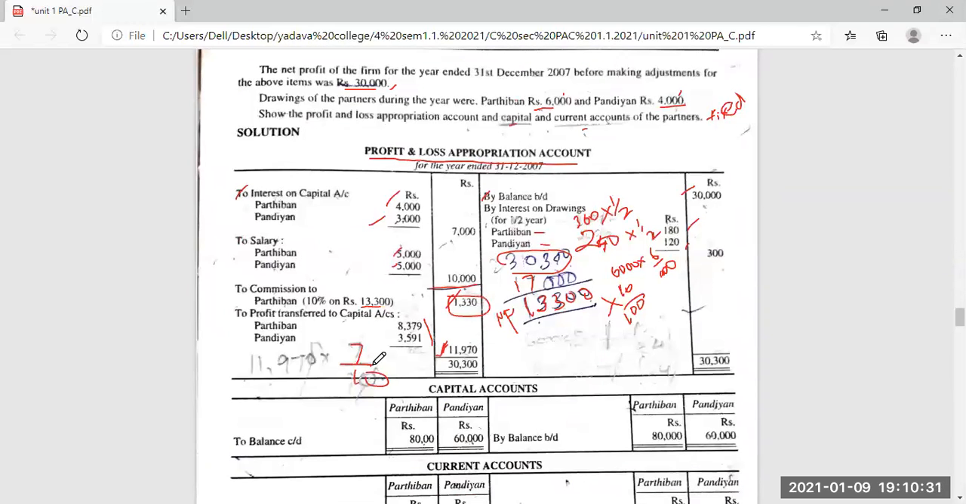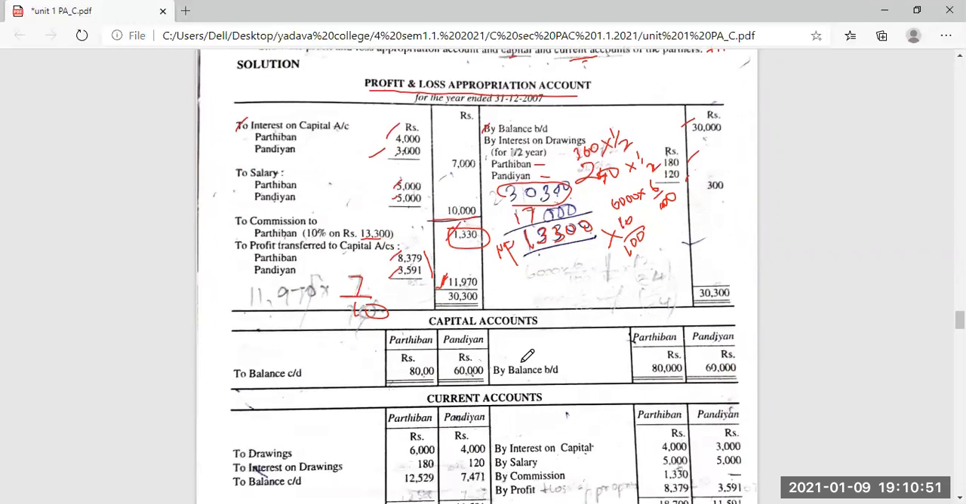So we are doing the ratio. 11,970 into 7 by 10, you will be getting 8,379. Then Pandian 3 by 10 means 3,591. So this is our profit and loss appropriation. The capital cannot be changed because they have asked to prepare the current account. So capital is fixed. So by balance brought down and by balance carried down, we have to close that account.